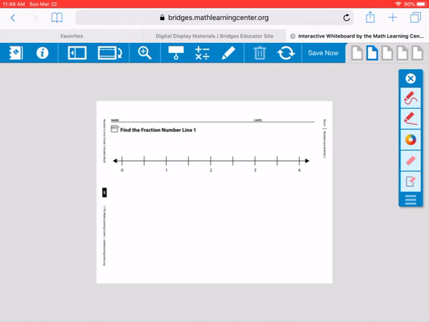An improper fraction is a fraction greater than 1 that is not expressed as a mixed number. So this would be a mixed number: 1 and 1/2 would be represented as a mixed number. An improper fraction that would equal that mixed number would be 3/2. Let me show you on the number line how that would work.